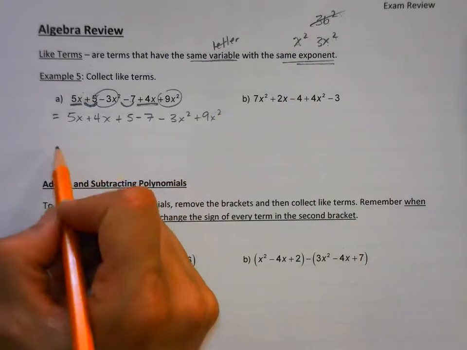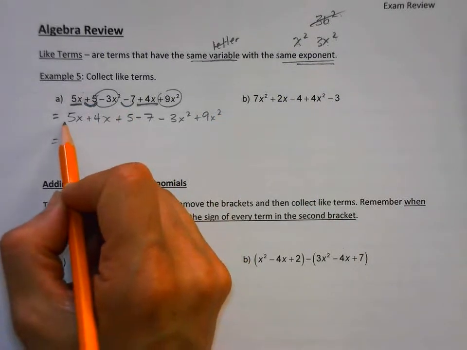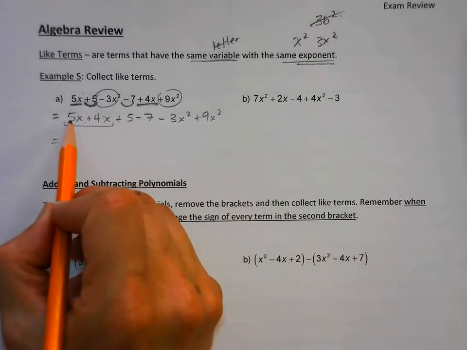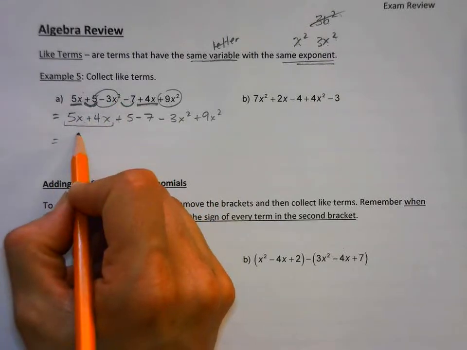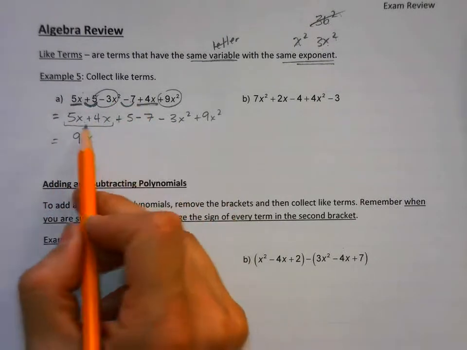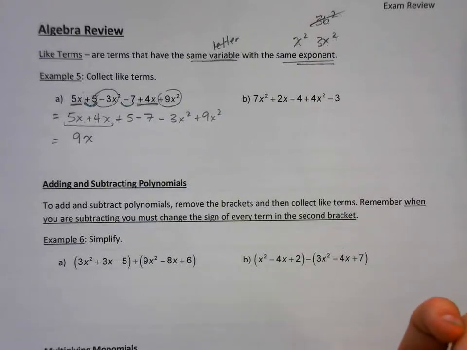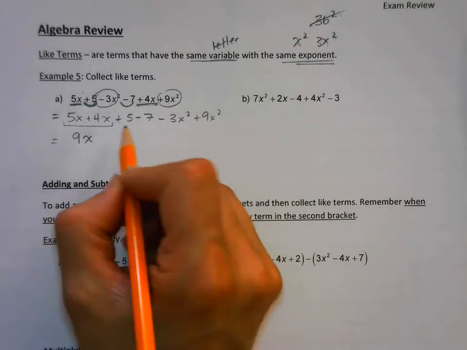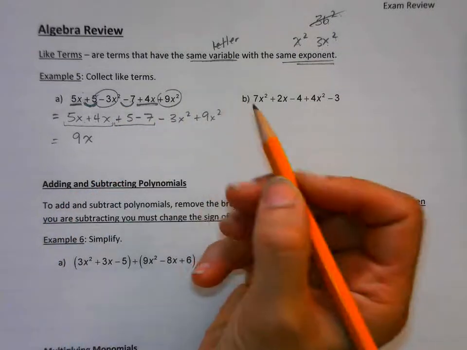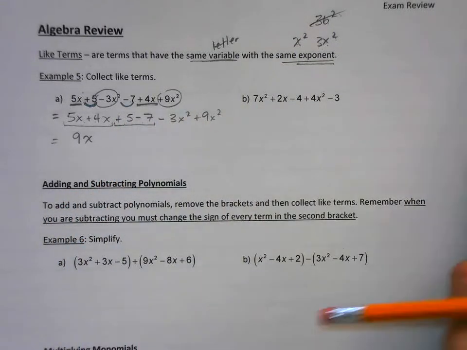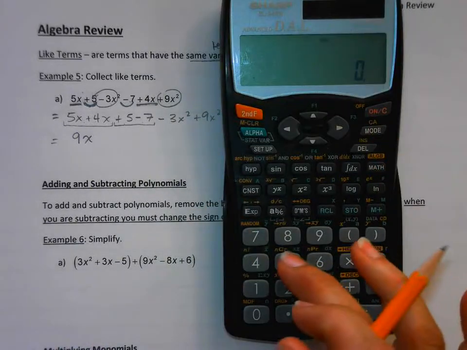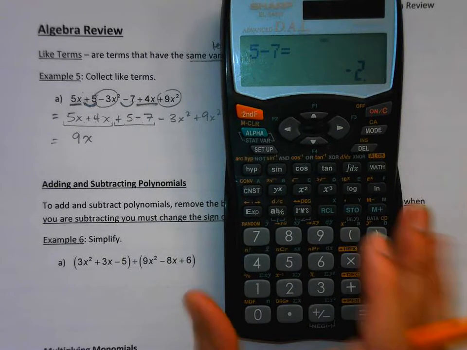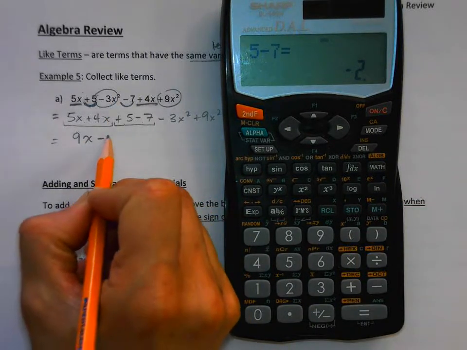So now I'm going ahead and do the math with the like terms. So my like terms here are 5x plus 4x. So you do the math with the numbers in front. 5 plus 4 is 9, and they have an x there. So the x stays the same. There's 9 x's. Now I'm going to take the next group of like terms. Positive 5 minus 7. If you're not quite sure, do it on your calculator. You can do it on a number line. We're left with negative 2.